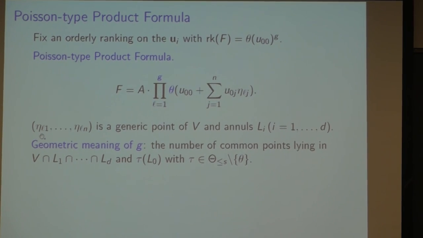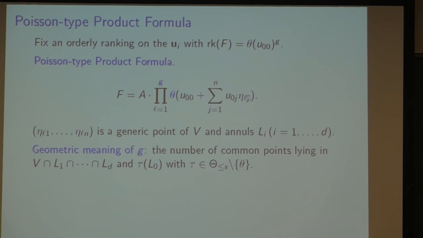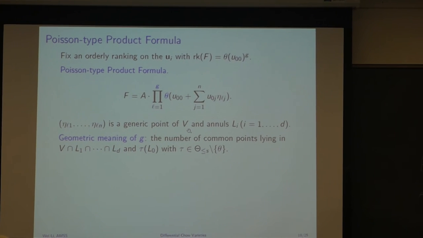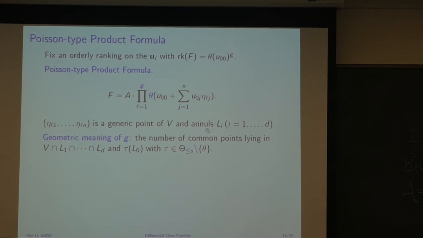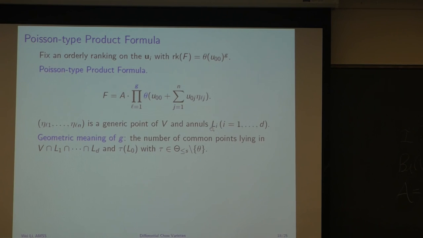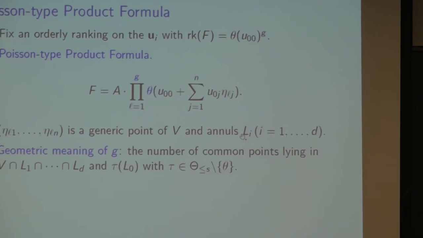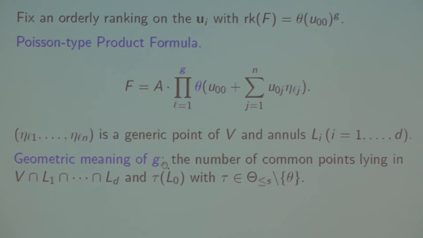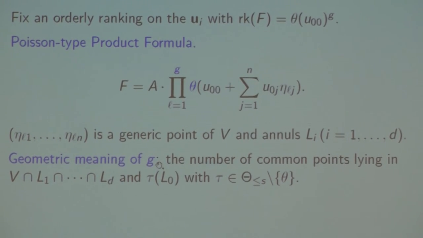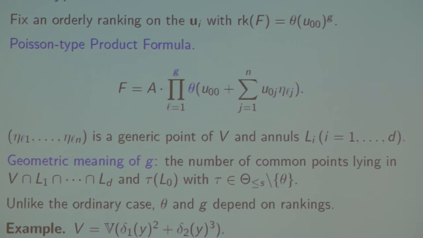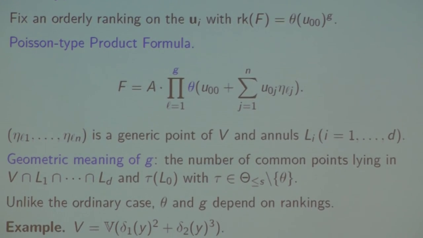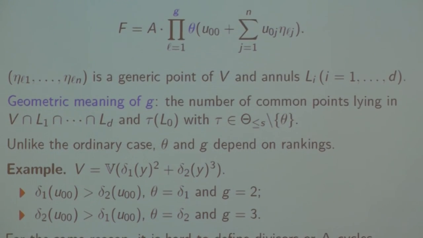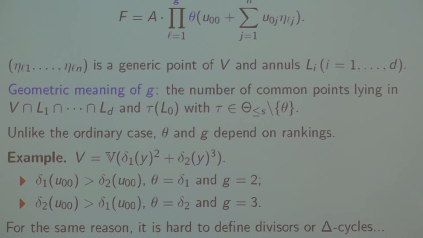And also the coefficients of these vectors give a generic point of the original differential variety, and it lies in the D generic differential hyperplanes. And also G has a geometric meaning like the ordinary case. But things are somewhat messy here, because we have to fix our orderly ranking.